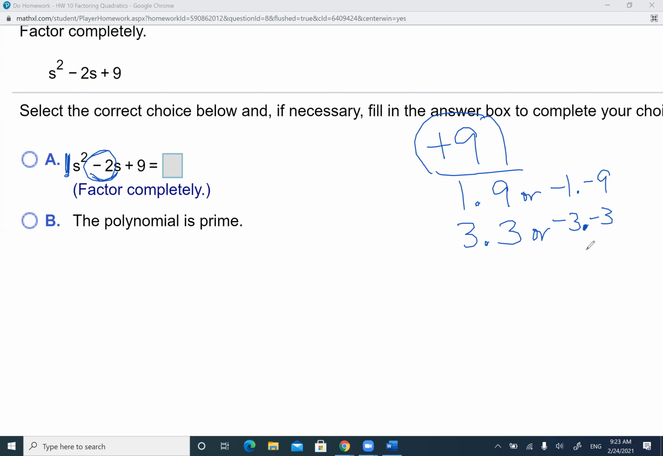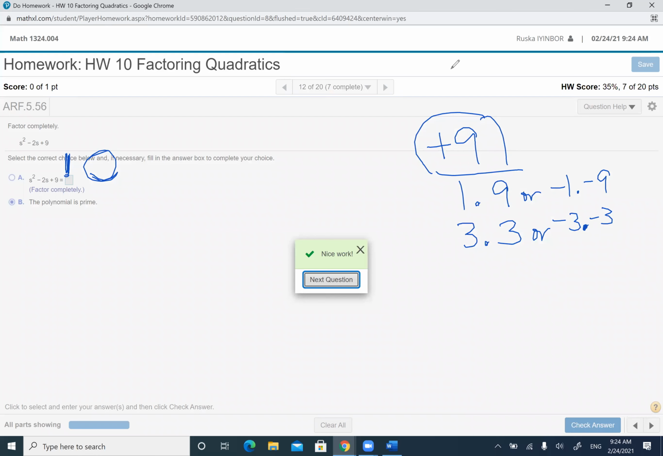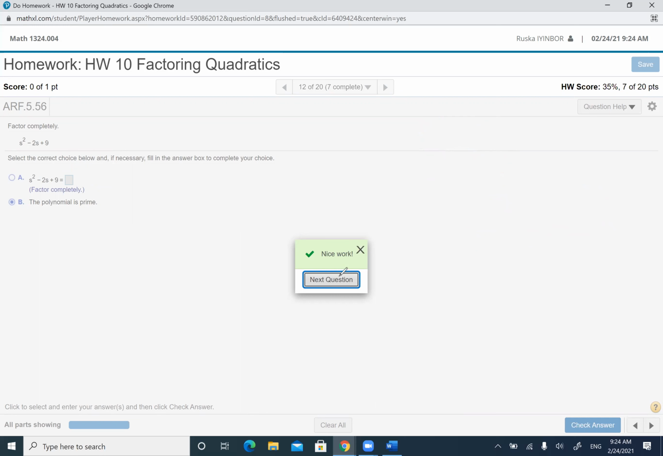But before you conclude it's a prime, make sure you check it. Okay? Any questions? Everybody understand this?